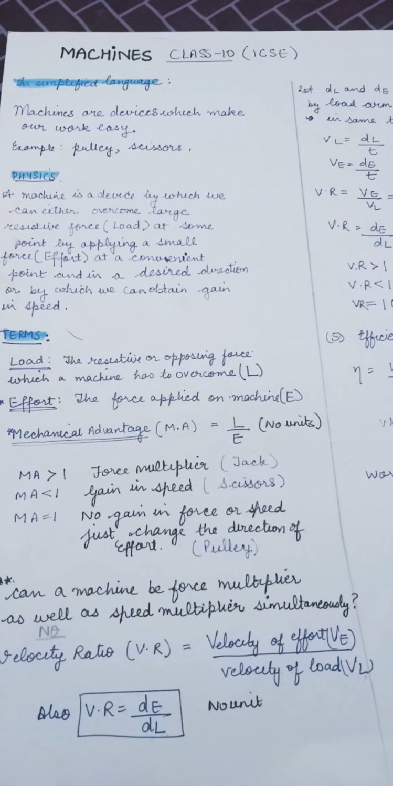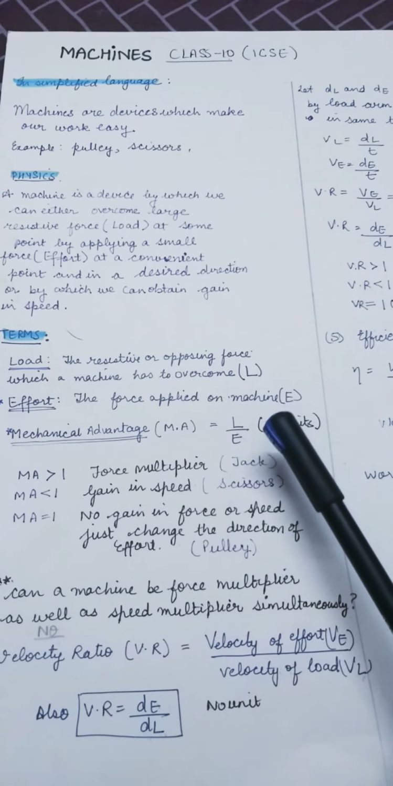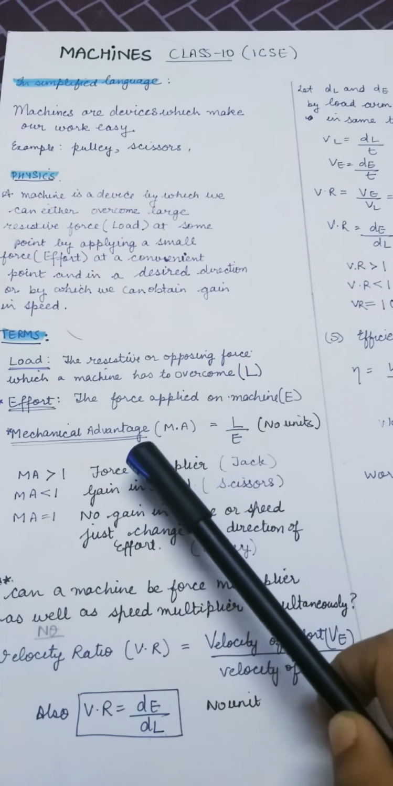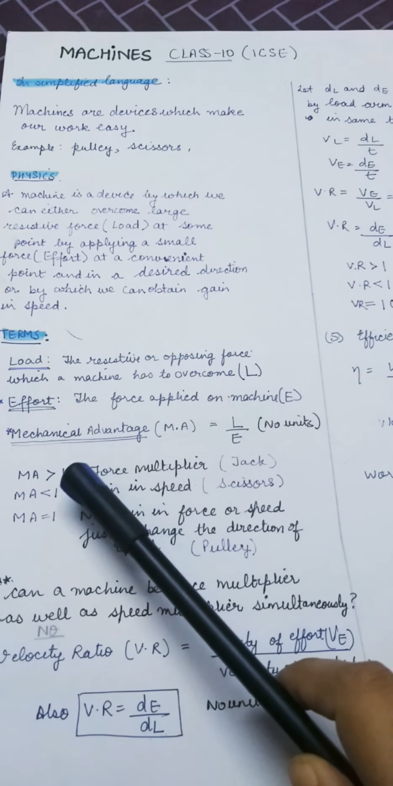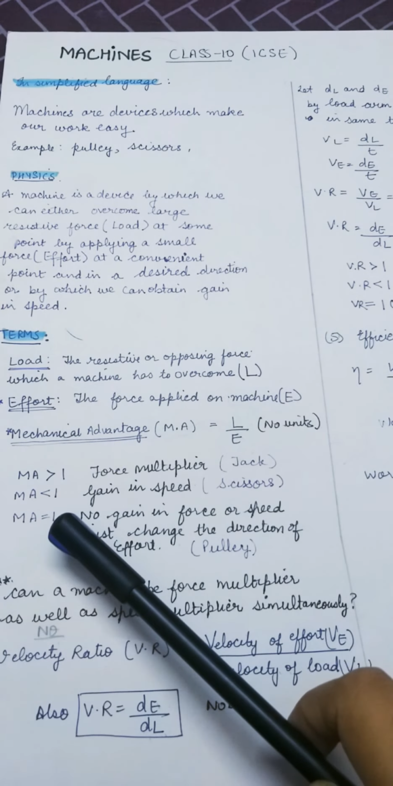Hello students, in the last video I discussed mechanical advantage, which is nothing but the ratio of load to effort, and we discussed various cases like when MA will be greater than 1, less than 1, and equal to 1.